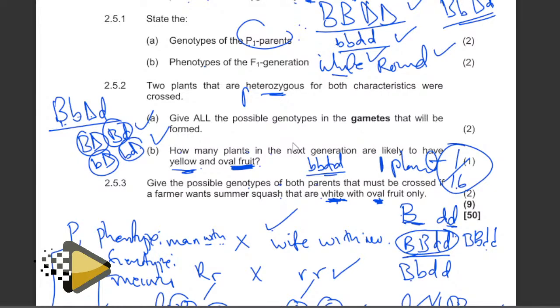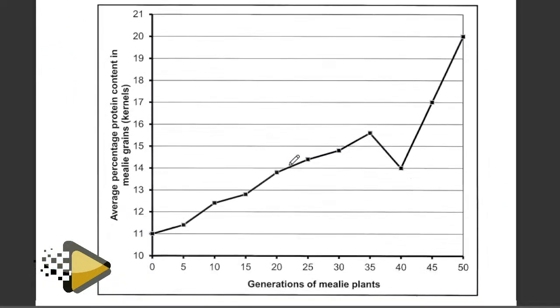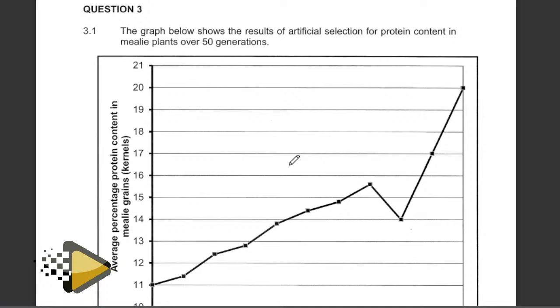They want possible genotypes. This with this, or this with this is cool, or this with this is also cool. So that's what you were supposed to write, so that at least you get the correct mark there. There are options there. If I have not mentioned another option, then automatically it means that it will be marked correct.